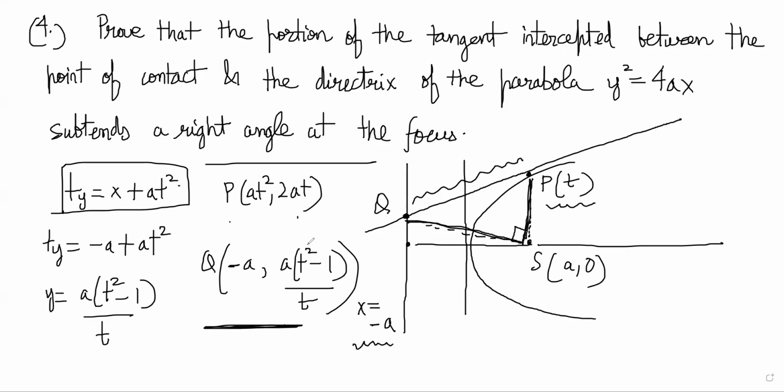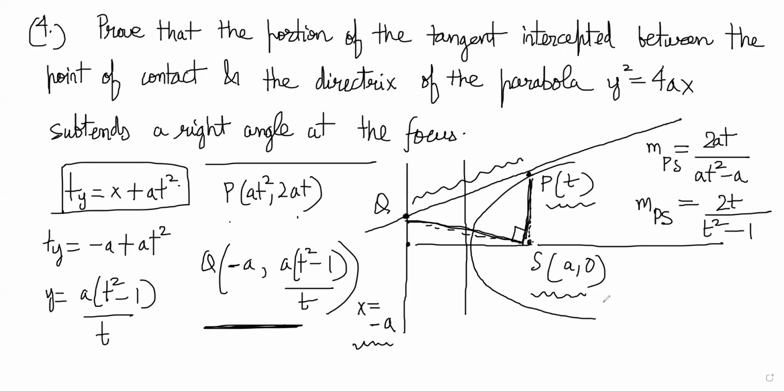Once I know point P and point Q, I already know S. So I'll find slope of PS. Slope of PS would be 2at minus 0 by at square minus a. So notice that a will get cancelled and it is 2t by t square minus 1. This is slope of PS, right? The slope of this line.